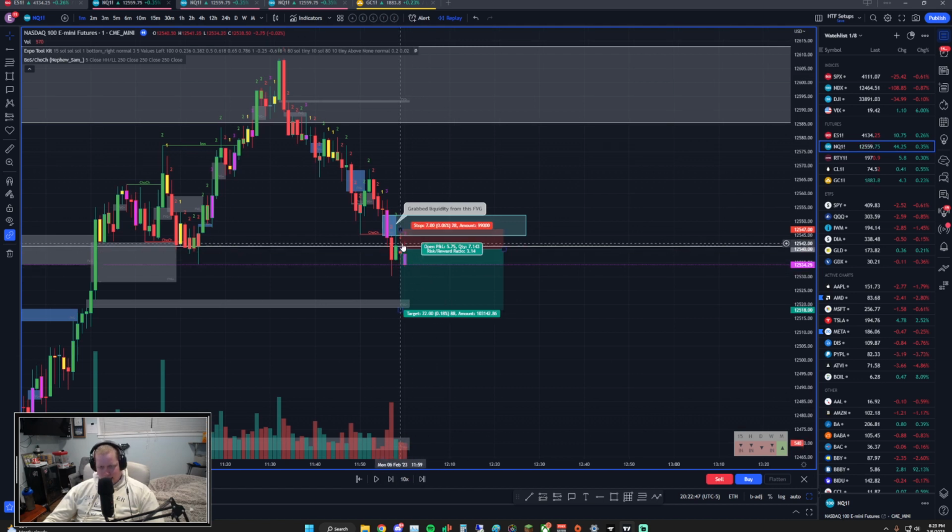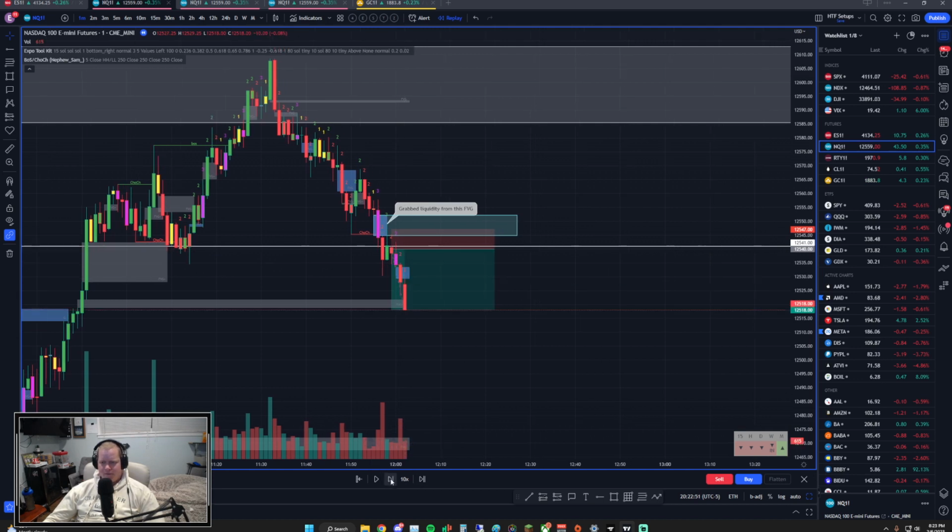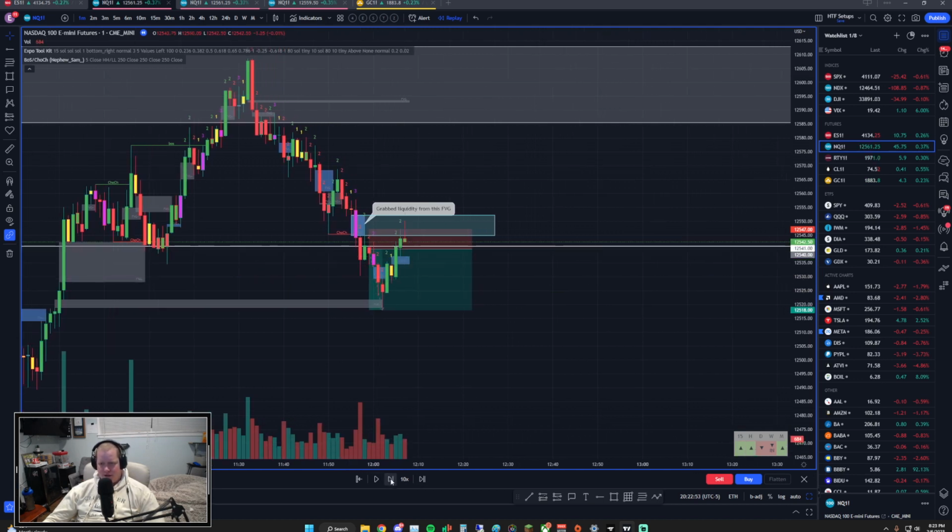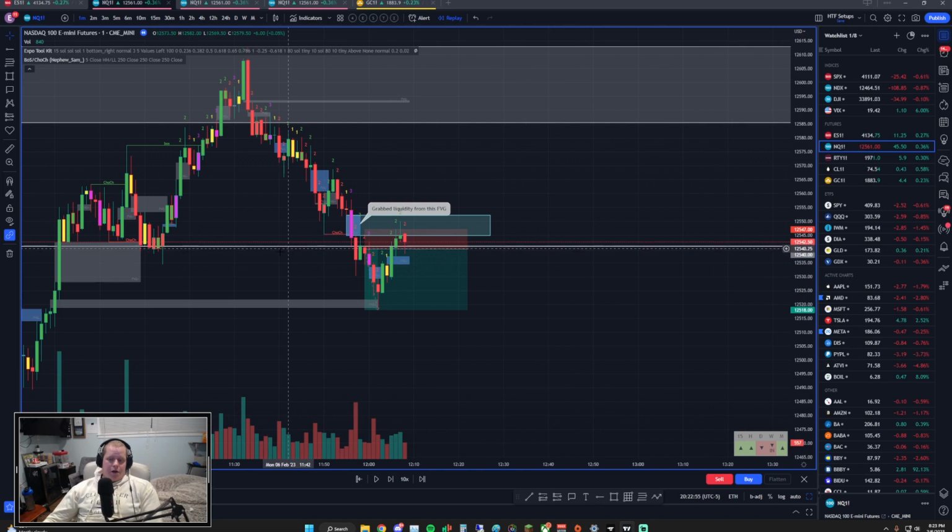We tried to go higher. This was a failed 2 up that closed outside bar. And this trade ended up running. So those are the 4 trades from today.